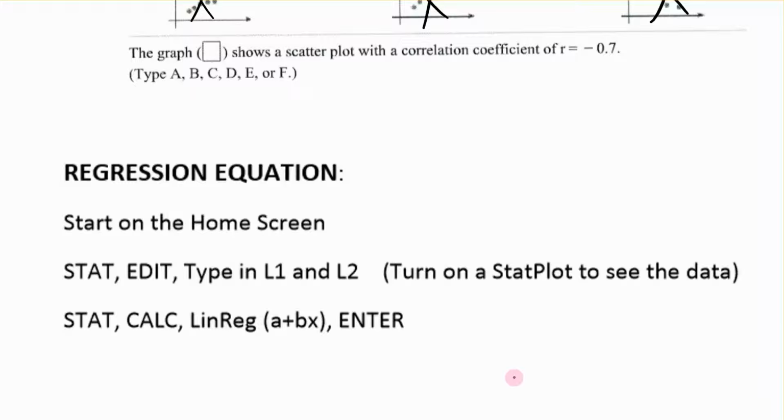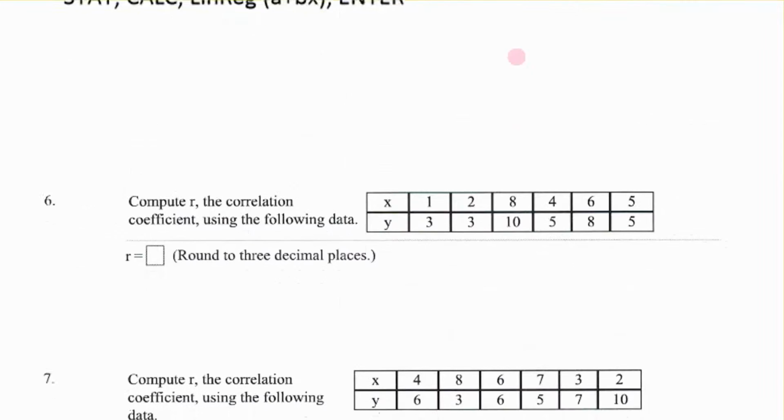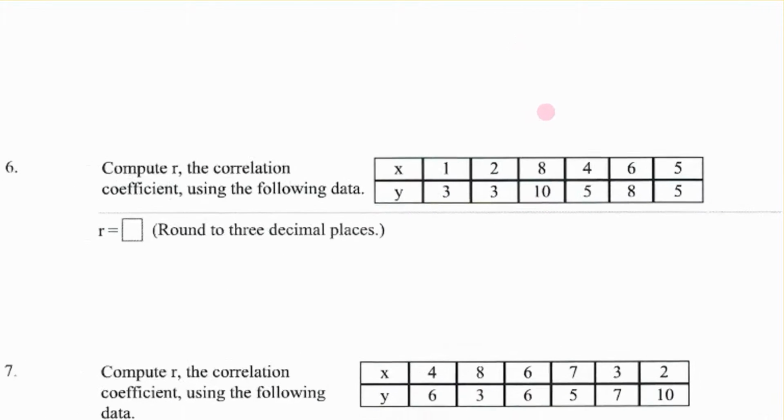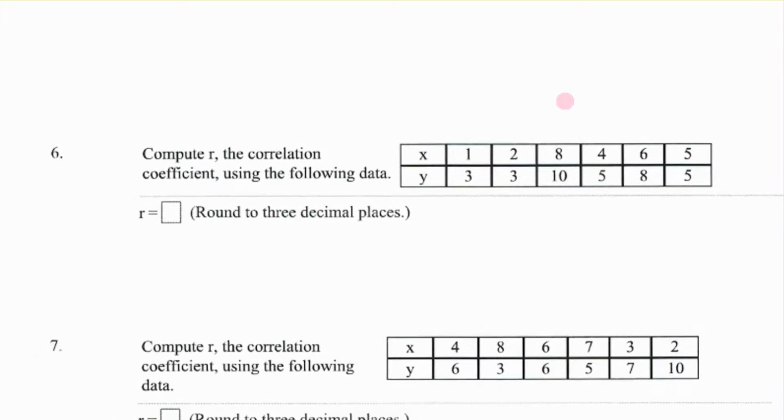We're going to be using stat again, and we're going to do something we've not done before. All right, now I'm going to actually show you the scatter plot, even though that is not part of the question. This just says to compute R, the correlation coefficient, using the data. That's very, very easy to do. I will show that first.